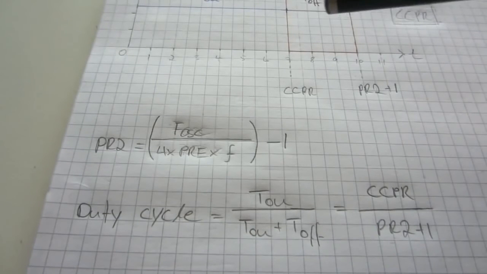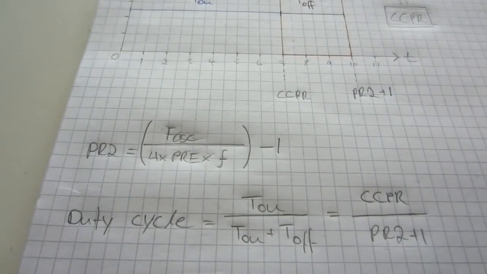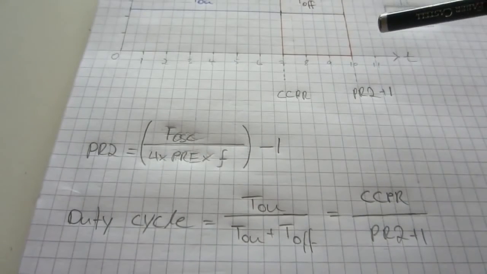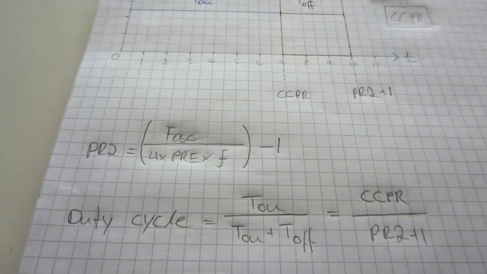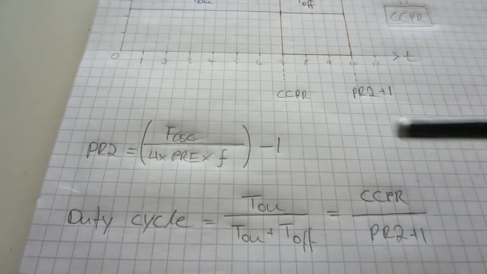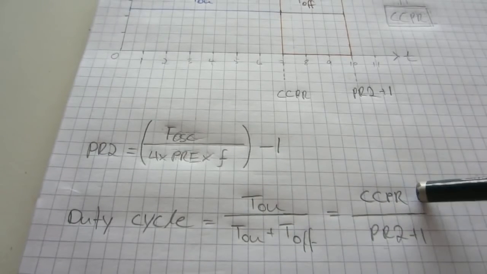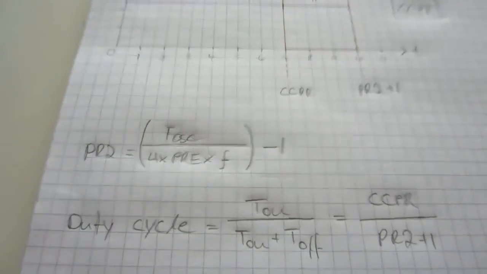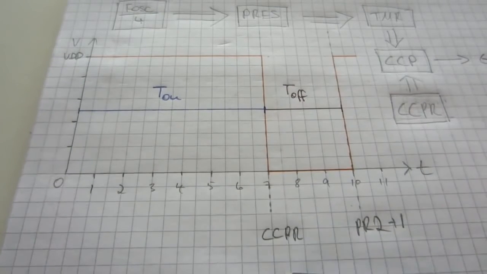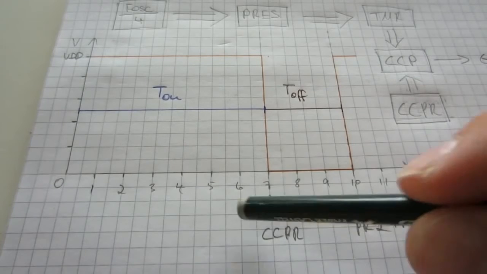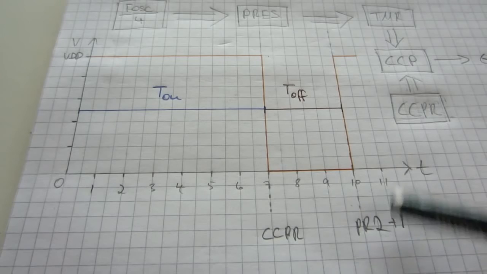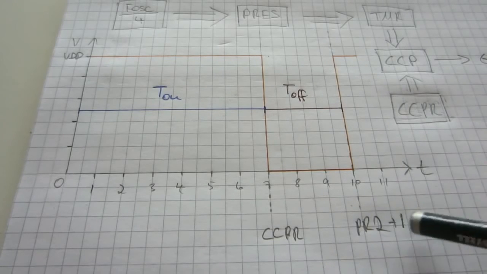And then there's another thing called duty cycle, which is just the relation of the on time to the total time, so to the total period of the PWM cycle. So it's T on over T on plus T off, which is also equal to CCPR, the CCP register, over PR2 plus 1, because T off is as long as CCP and the timer don't match, and then the whole period is until PR2, until the period register gets increased so that it overflows, so it's PR2 plus 1.